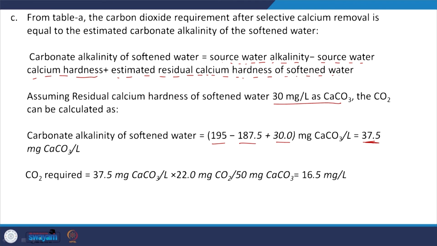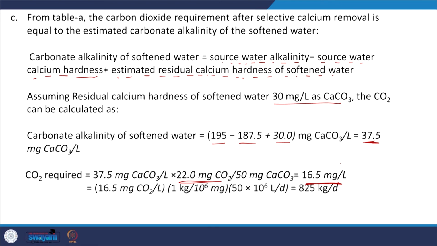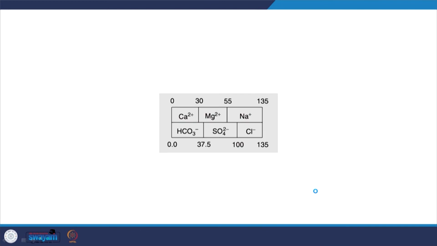But here the units are expressed as CaCO3. Again, we change the units using the equivalents, and we get 16 milligram per liter in this particular case. Let me move on. Again, 50 MLD. The mass required: this is the concentration, but I need mass per time. Here I have mass per volume. How do I do that? Multiply it with volume per time. What is volume per time? The flow rate. That is what we are multiplying it with here, and we get 825 kgs per day required.